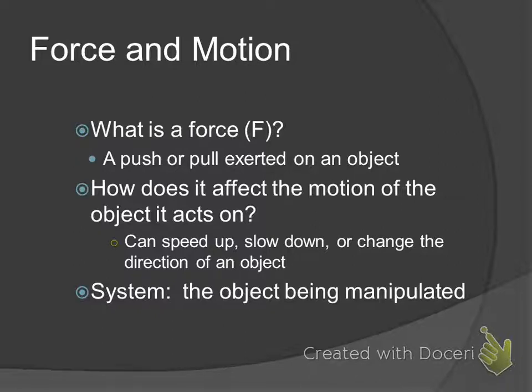And we'll get to that here in a second, but our system is our object that's being manipulated, okay? Whereas the agent is the cause of the force. System is what's being acted on. The agent is what's doing the acting, okay? Or that's making the force that's causing that motion.